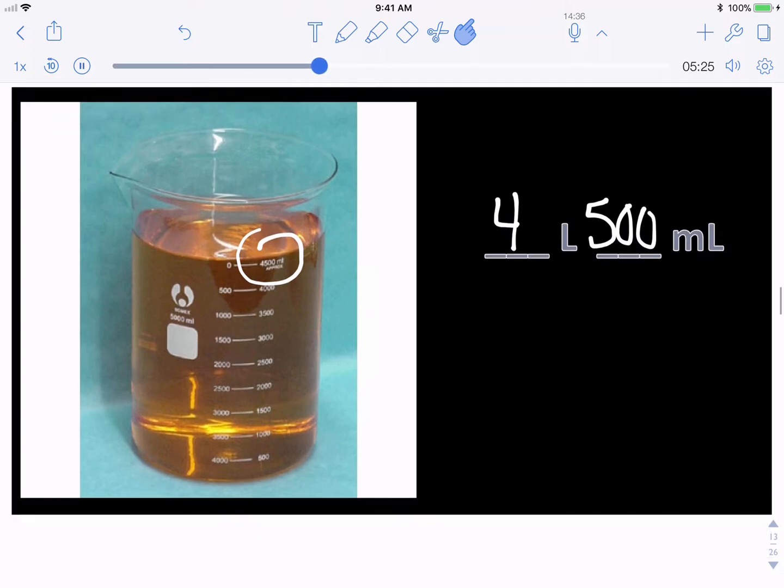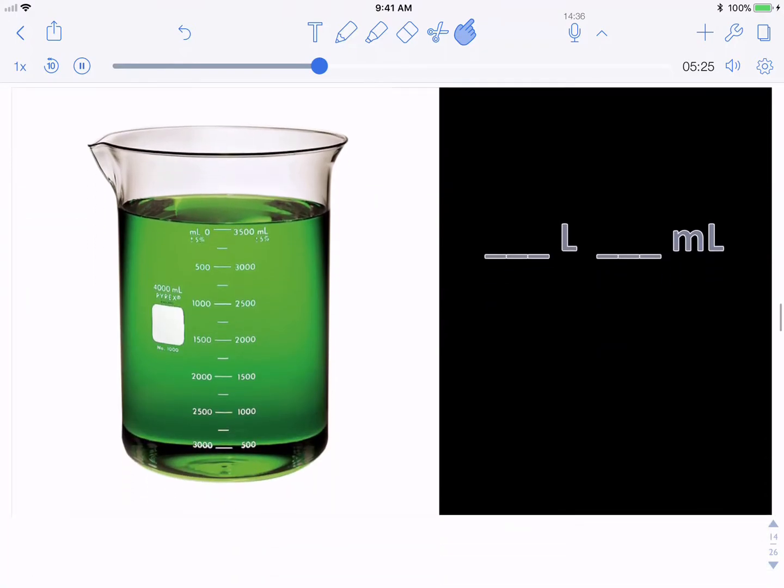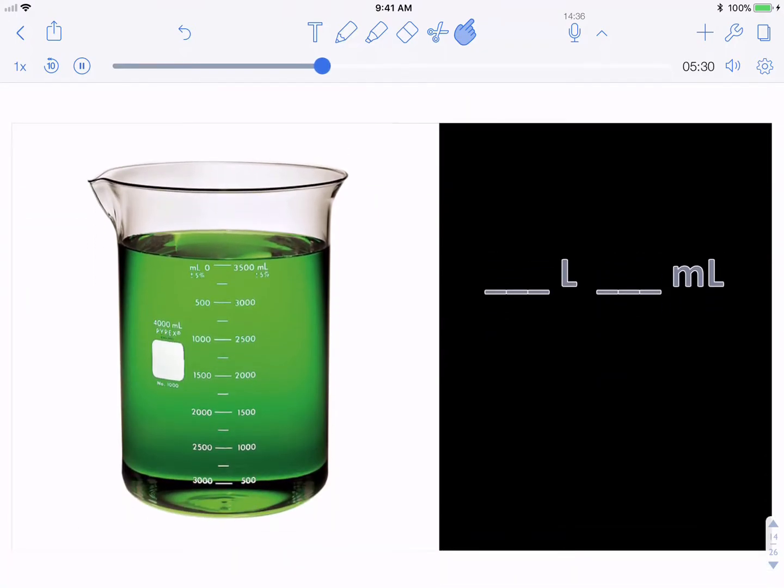Okay, let's look at this one. I have 3,500 milliliters. How many liters do I have? How many milliliters do I have left?